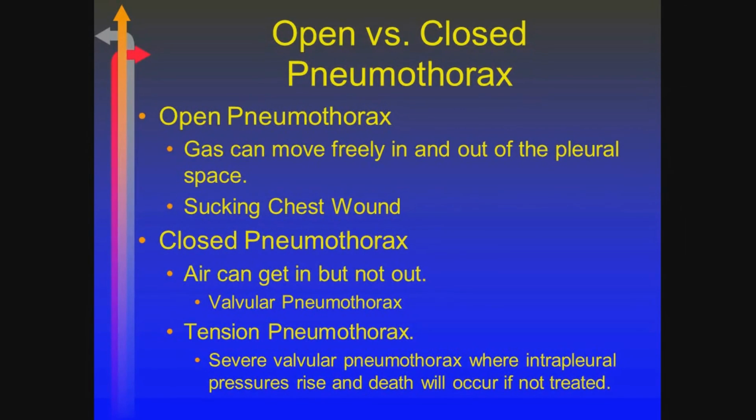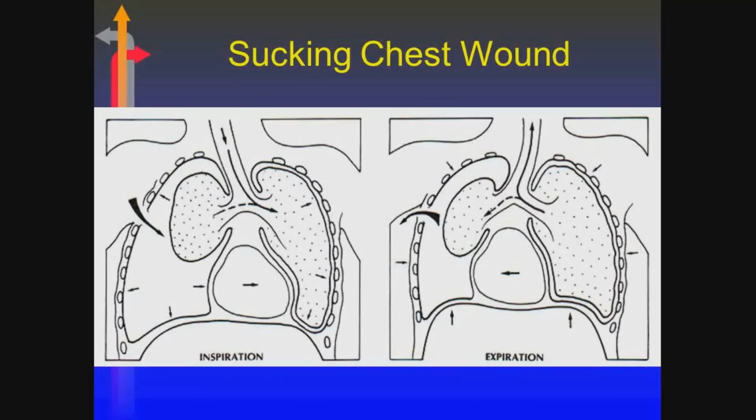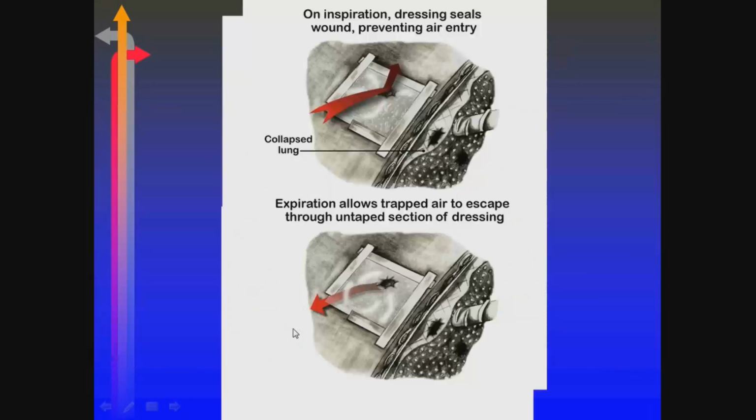Okay. So here's a sucking chest wound, where it's an opening between the parietal and the visceral pleura, where the visceral pleura is intact but the parietal is damaged. Air can get in, and on exhalation, air can actually get back out again. So what we want to do for that is create a one-way valve. Here I have a dressing that prevents air from entering but allows air to exit back out through an opening.